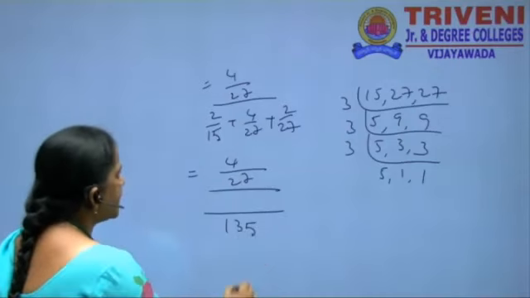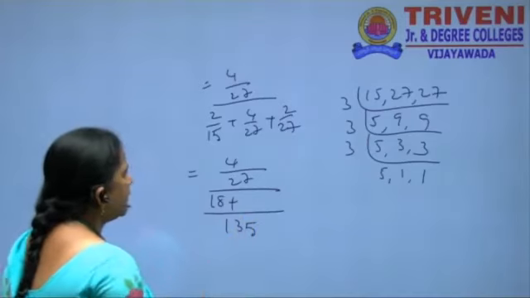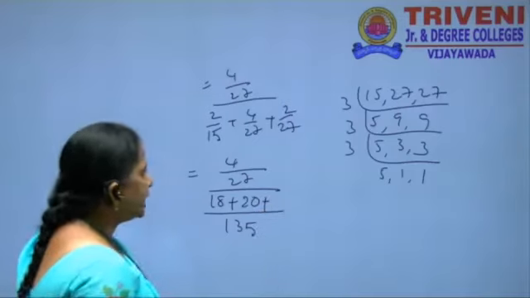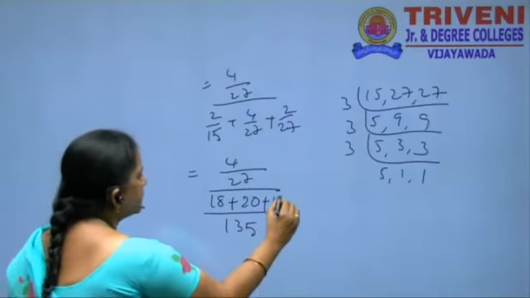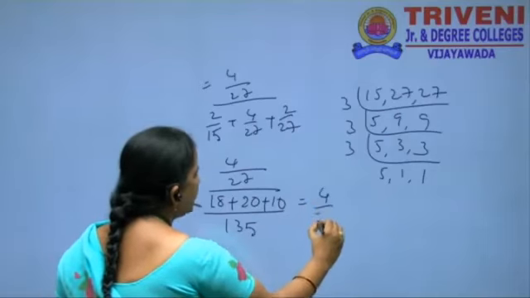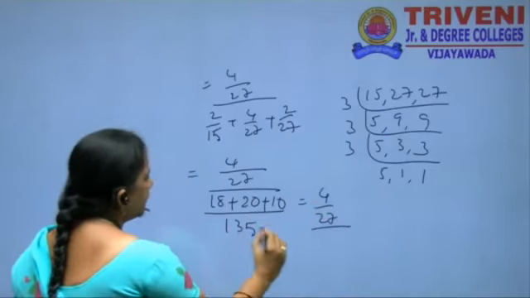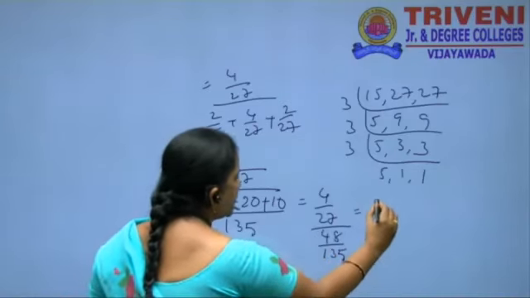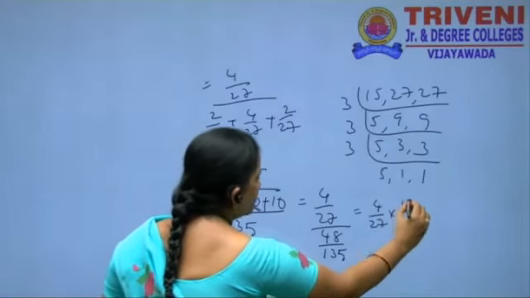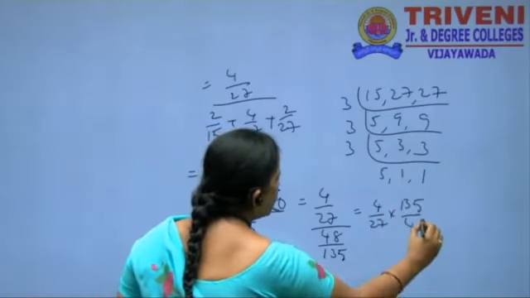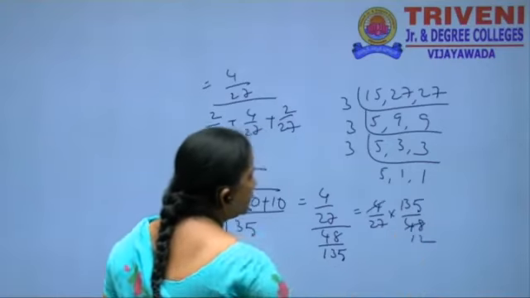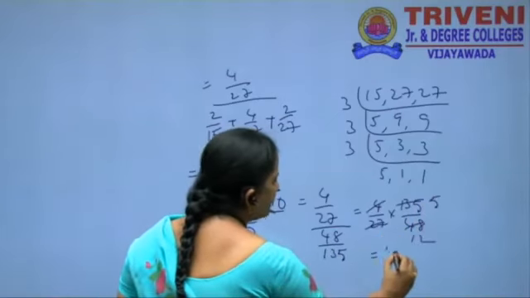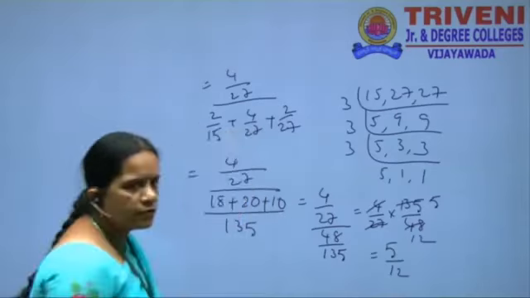135 by 15 is 9. 9 2s 18. 135 by 27 is 5. 5 4s 20. 135 by 27 is 5. 5 2s 10. That is equal to 30 plus 18, 48 by 135. Here 4 by 27 into 135 by 48. Here 4 table will cancel here 12 times. Again this 27 will cancel here 5 times. Therefore the probability is 5 by 12.